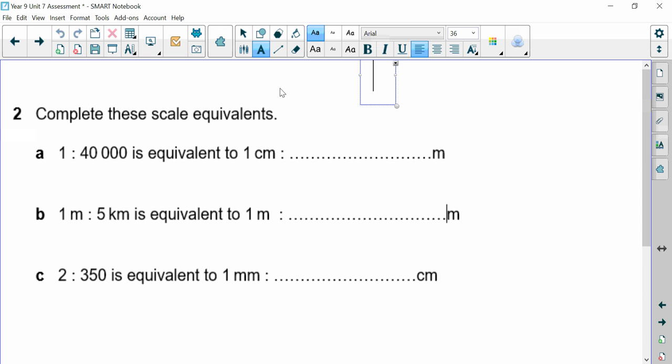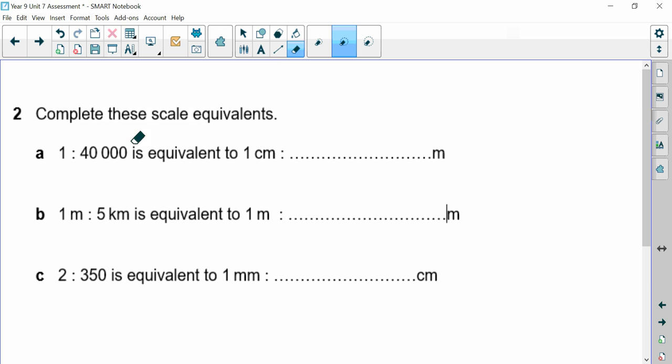Next up, complete these equivalents. There is an error on the original copy of this, which I have corrected here, but hopefully those of you doing this for the first time when this video is used, we told you that that is not kilometers, it's meters. So, a scale of 1 to 40,000 is the equivalent of 1 centimeter to a certain number of meters.